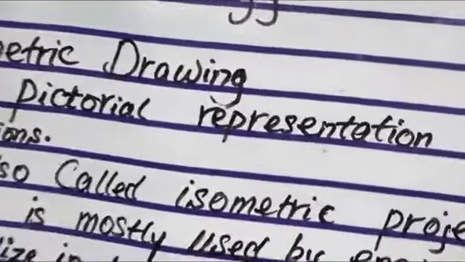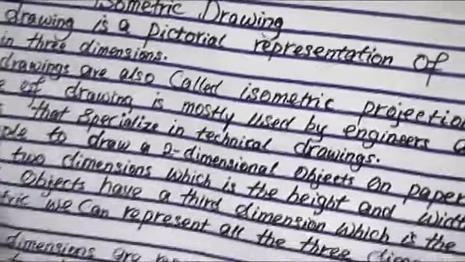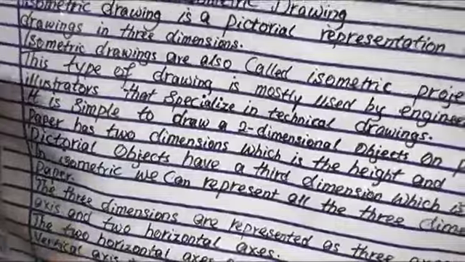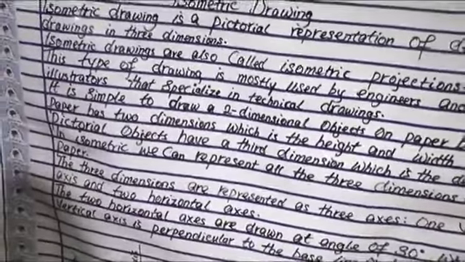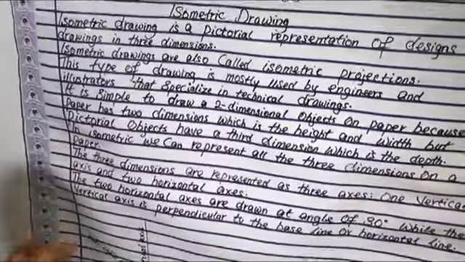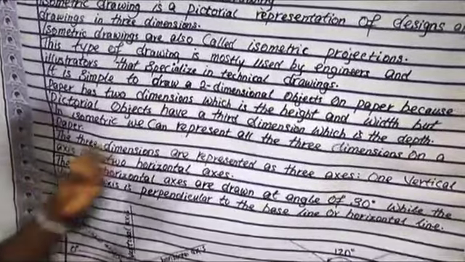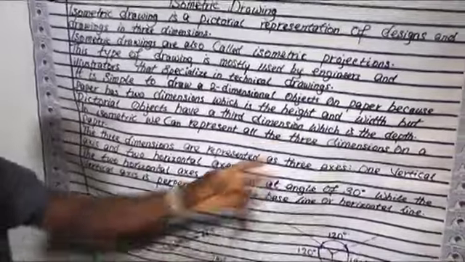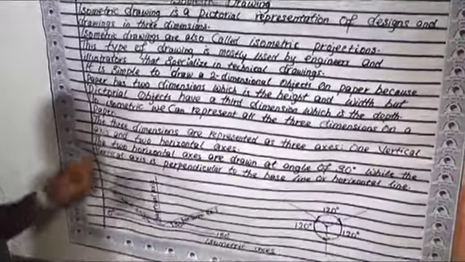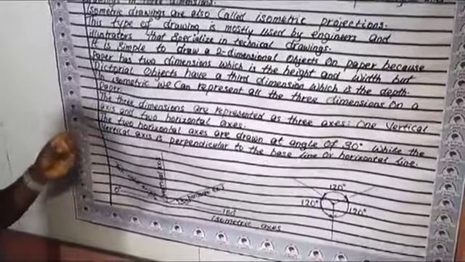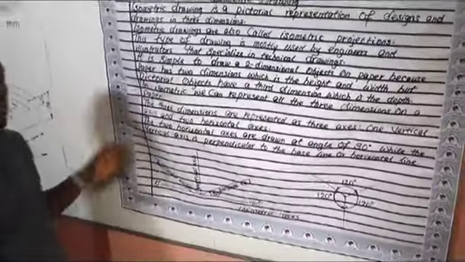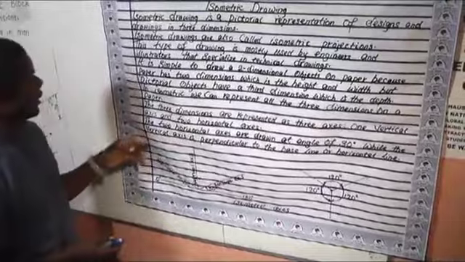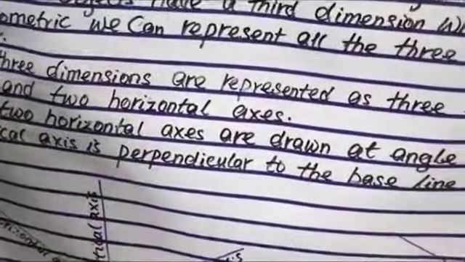It is simple to draw a two-dimensional object on paper because paper has two dimensions only, which are the height and the width. But pictorial drawing or three-dimensional drawings have a third dimension, which is the depth. In isometric drawing, we can represent all three dimensions on a paper, which is a two-dimensional shape. The three dimensions are represented as three axes.